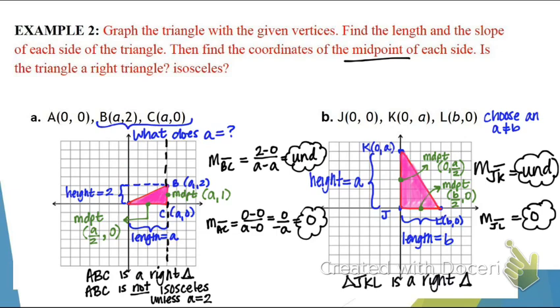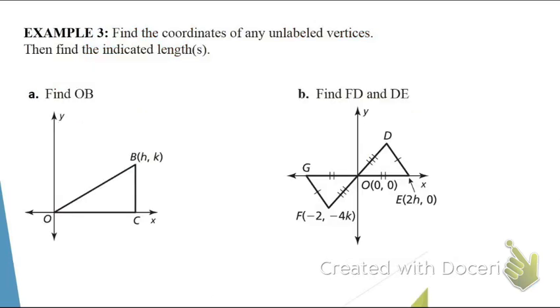So we can definitely decide that this is a right triangle, and we can also decide that this triangle is not isosceles. Again, if A and B were meant to be the same length, they would have used the same variable. So given that they use different variables, we know that those are different lengths, and therefore it's not isosceles.